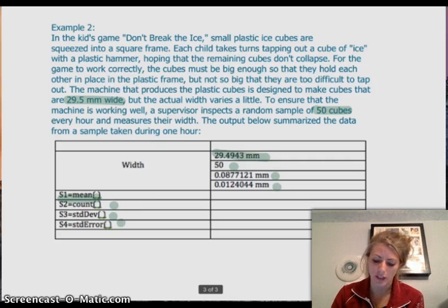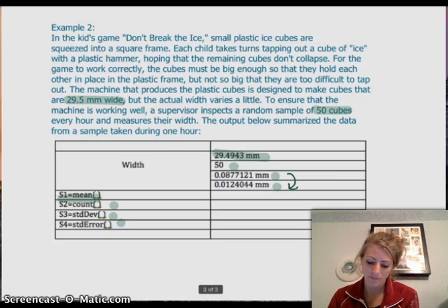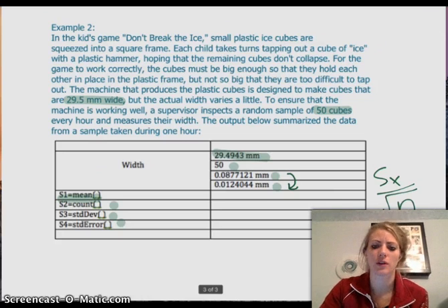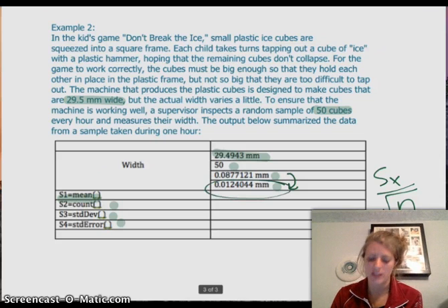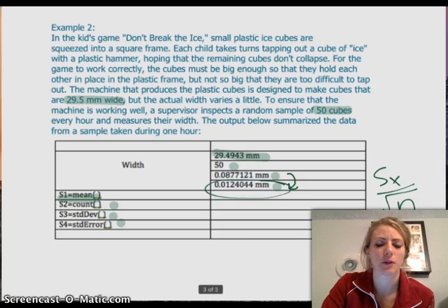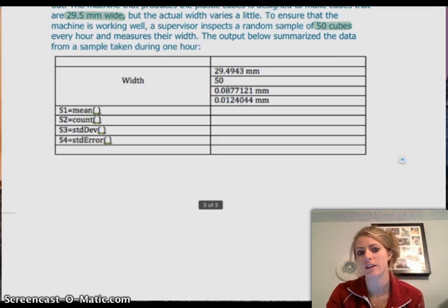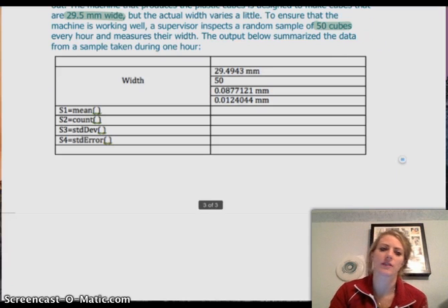And if you actually calculate it, you get your standard error by taking your standard deviation divided by the square root of n, which is 50. So you can actually just use this to calculate your p-value. So since we're not testing whether the width is less than a certain amount or greater than a certain amount, we're just going to test if it's not equal to. So this is a double-sided test.